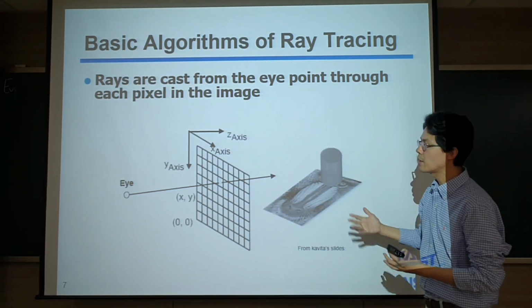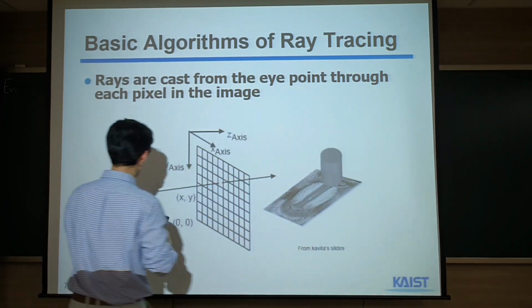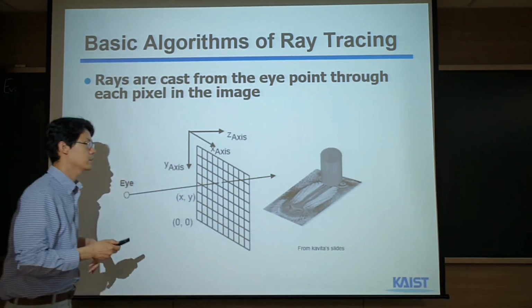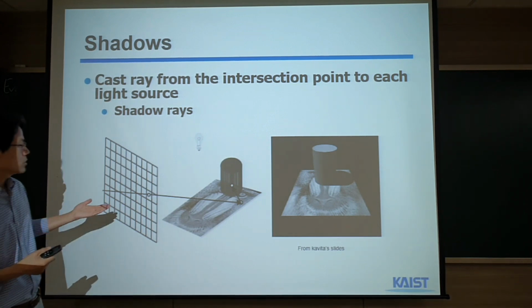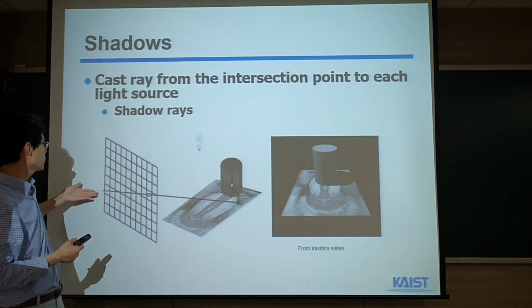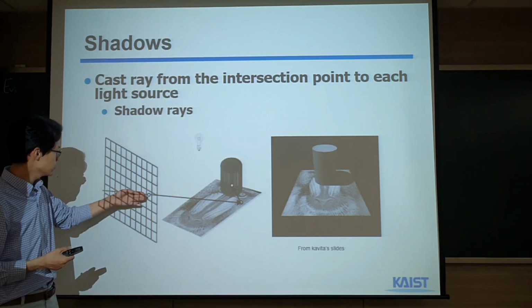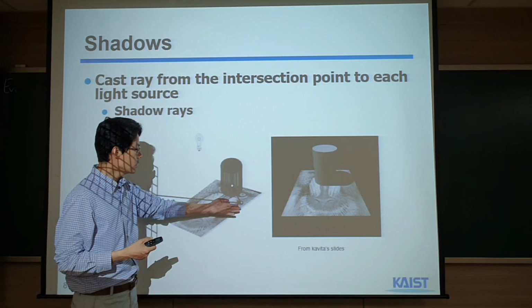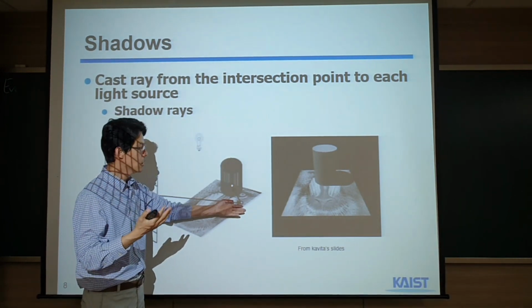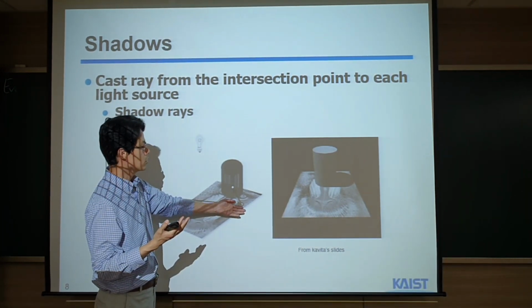But we are not doing that. Instead, we are generating a ray from here into the 3D scene. And if we wanted to support shadow, suppose that we generate a primary ray from here, passing through this pixel, and we reach here, right? Then we want to support the shadow here.